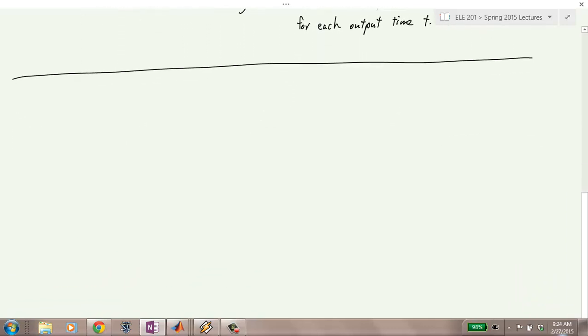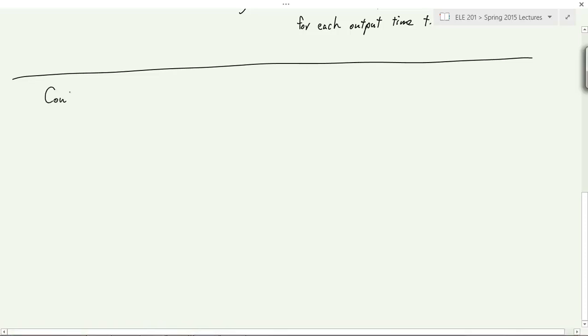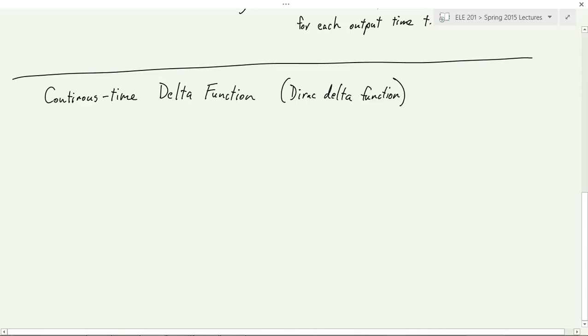So now we're going to introduce the continuous time delta function. This is called the Dirac delta function. Remember that I introduced a delta function last time, the discrete time one, the Kronecker delta function, and this is in continuous time. So you might hope this is just going to be as simple as the discrete time one. It was about the simplest function we could think of.